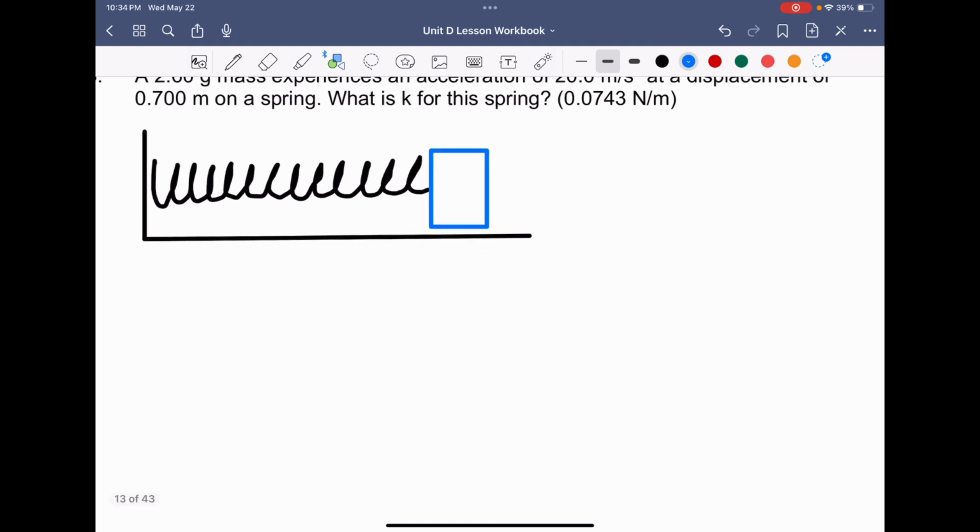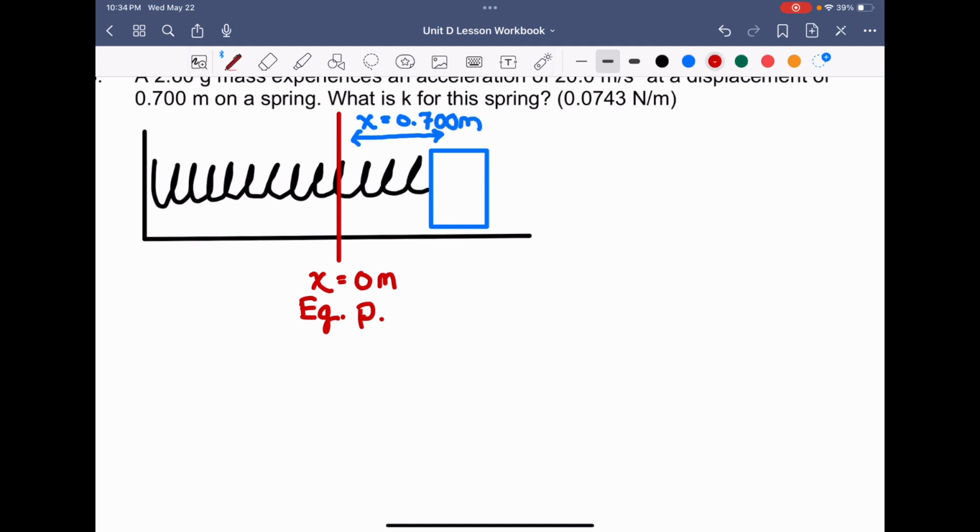Now, we're going to draw the forces on here and things that matter. So first and foremost, here is our equilibrium position where x is equal to 0. And so I'm going to call it the EQP again. This is where x equals 0 meters, or it has 0 displacement. They told us that the distance from here to the mass, or the amount that it's displaced, is 0.7 meters. And so I'm going to make sure I include that in our diagram here.